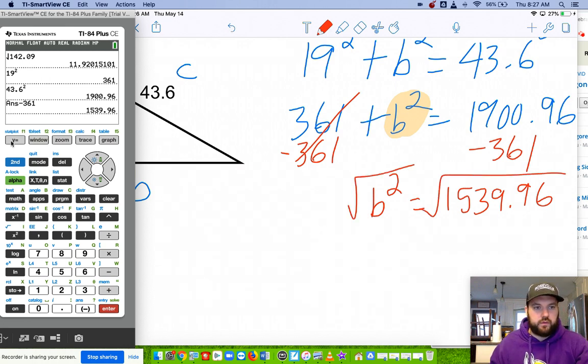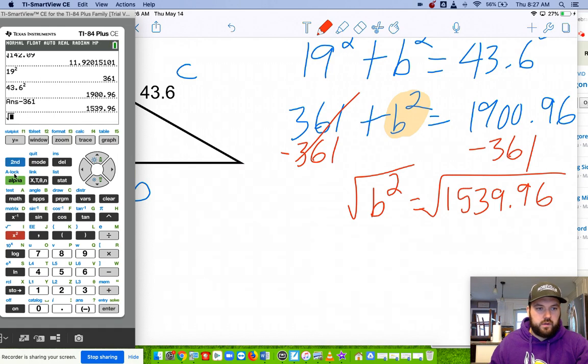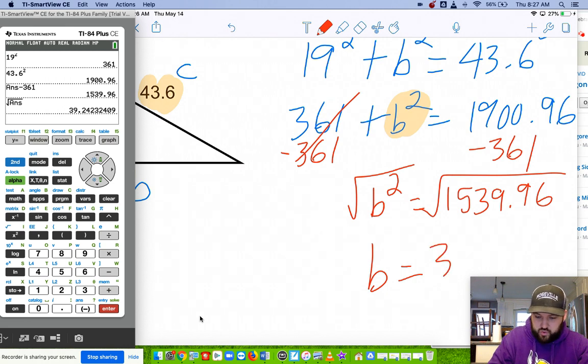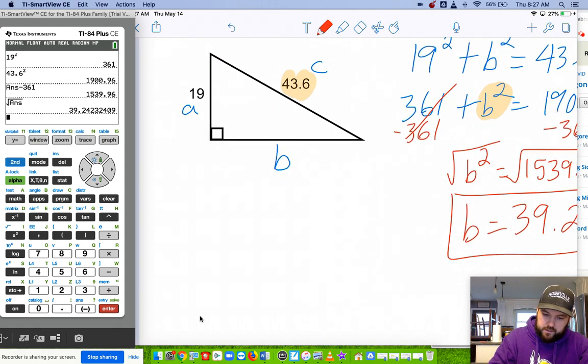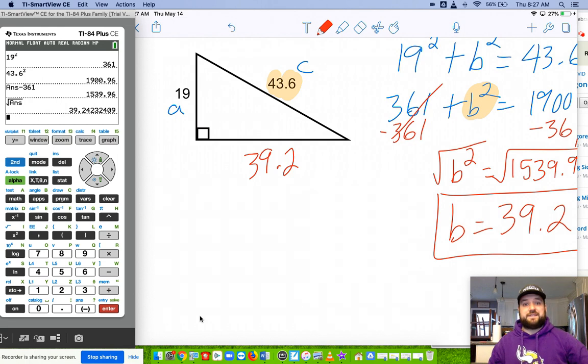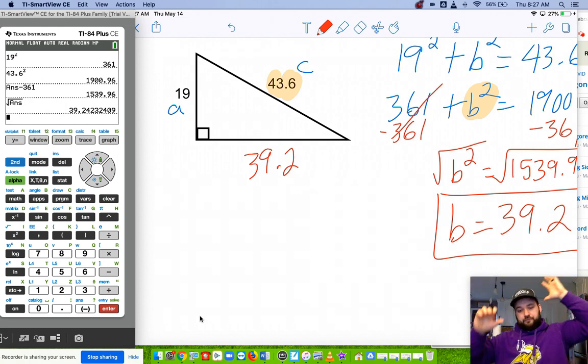So I'm going to square root that number. Again, since 43.6 was given to the tenth place, I'm going to go ahead and round to the tenth. So b is going to be 39.2. And so if I put that in, I should see that the side that I found has to be shorter than the hypotenuse, and sure enough, it is.